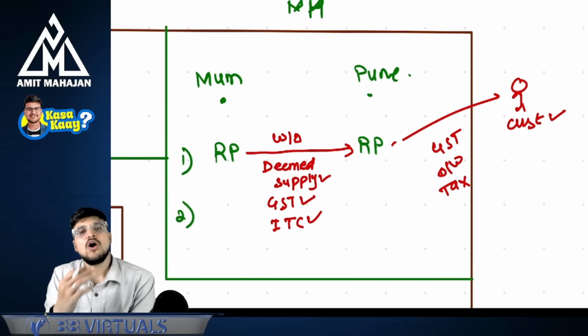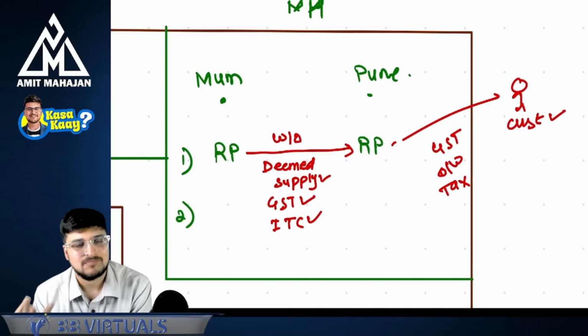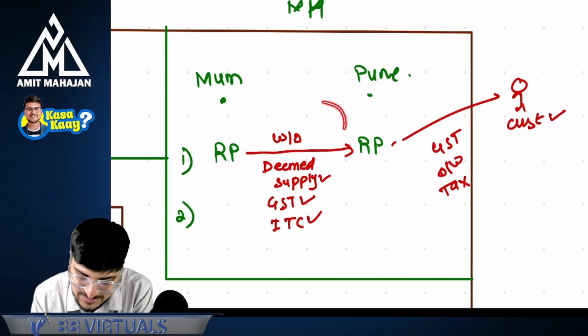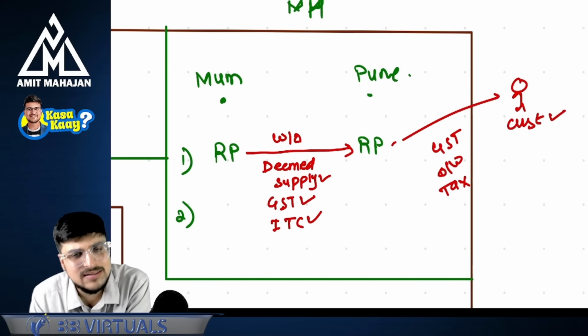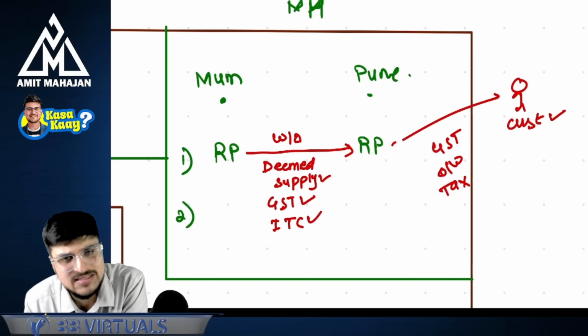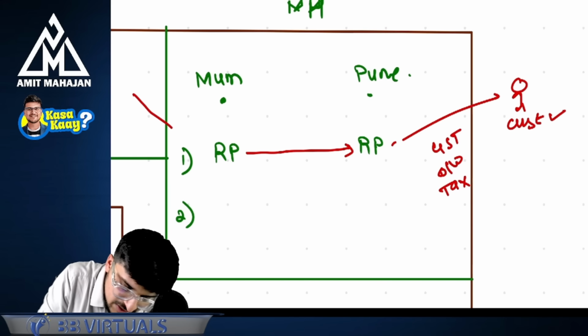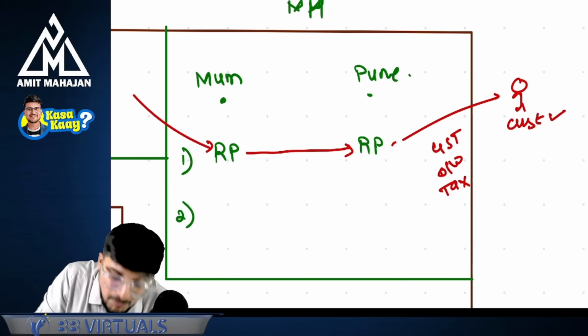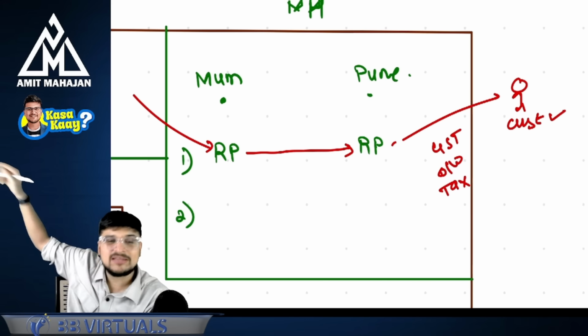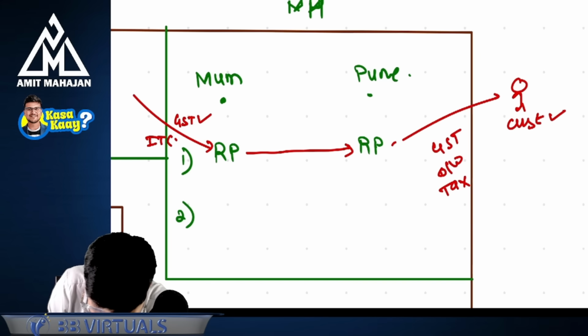The question is, why did they do this? Why did they charge GST on this transaction? Now, please try to understand. I'm teaching like a regular batch now. See, please understand, when Mumbai office must have purchased the goods, Mumbai office must have paid the GST. Understand? Mumbai office must have paid the GST and Mumbai office must have taken the ITC.